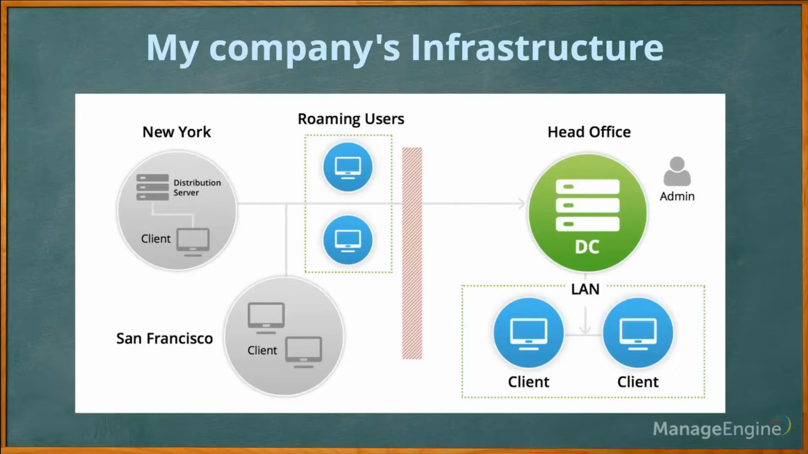Now for today's training, this is my company's infrastructure. I consider myself the administrator here, and I have Desktop Central installed in my head office, and I manage agents on my local area network. I have two other remote offices, one in New York and the other in San Francisco, and I have roaming users, meaning users who will be connecting through the internet, or during travel, connecting directly to the server. So this is my setup.